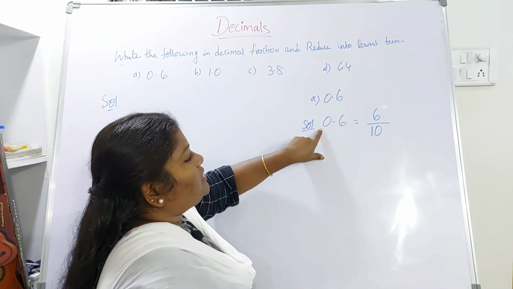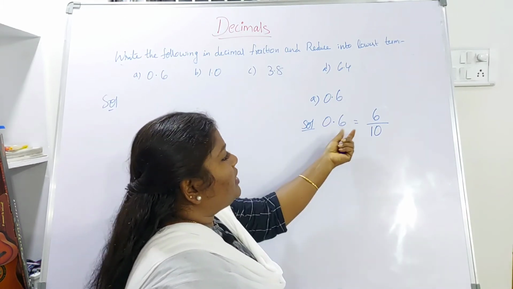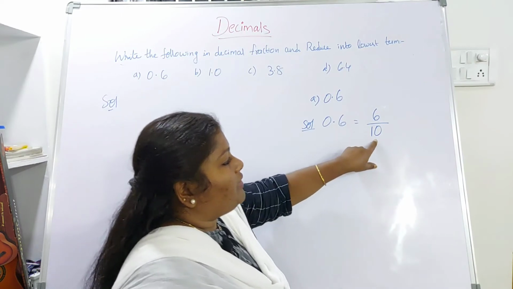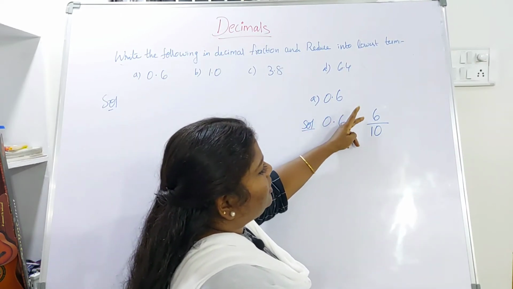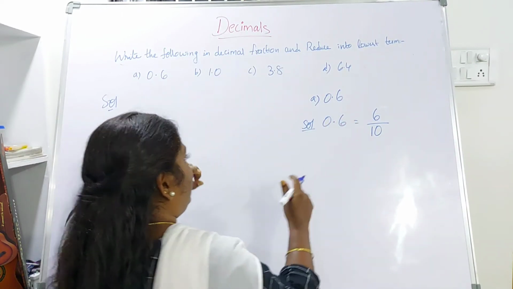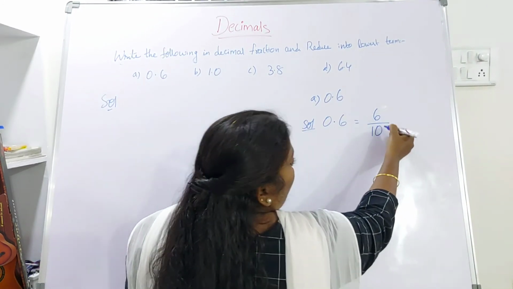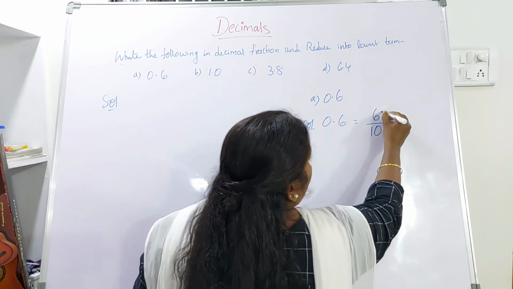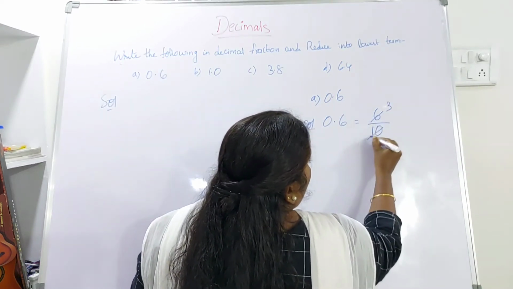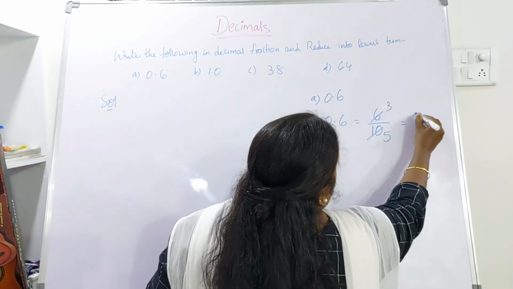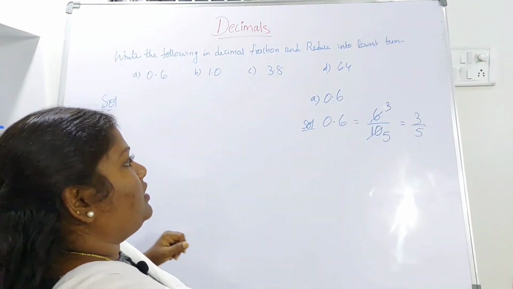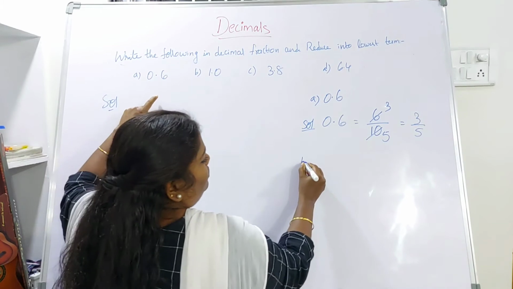So here it is 0.6. The number is 6, and after the decimal point you have only one digit, so I have taken 10. Now see whether you can cancel it or not. Both can be cancelled by using the 2 table. 2 3s are 6, 2 5s are 10. So the lowest term is nothing but 3 by 5. Now let me do the next one.